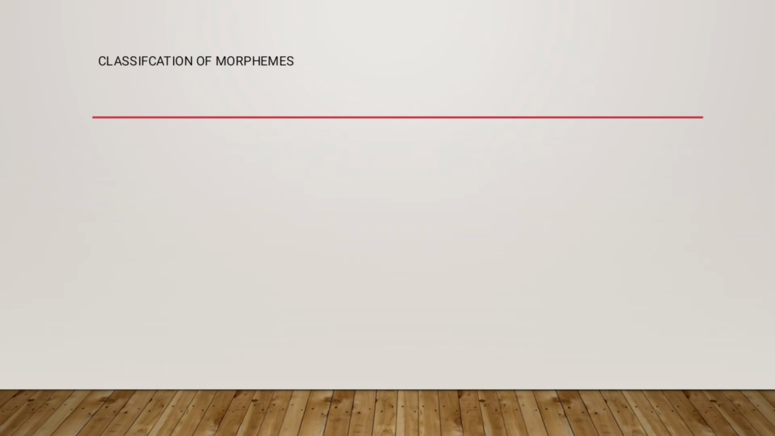Let's take a look at the classifications of morphemes. We have two types or classifications of morphemes. First, we will talk about the free morpheme. The second type will be the bound morpheme. And we are going to take a look at them one after the other.